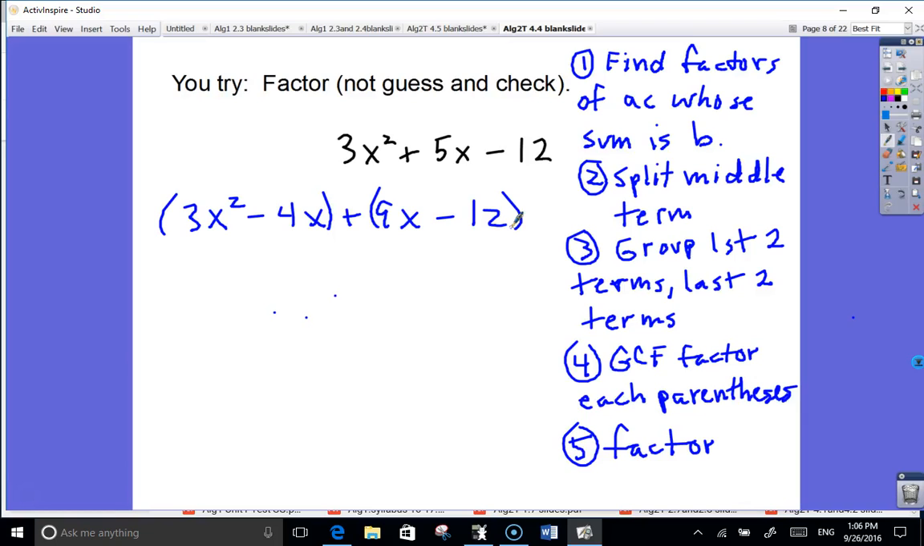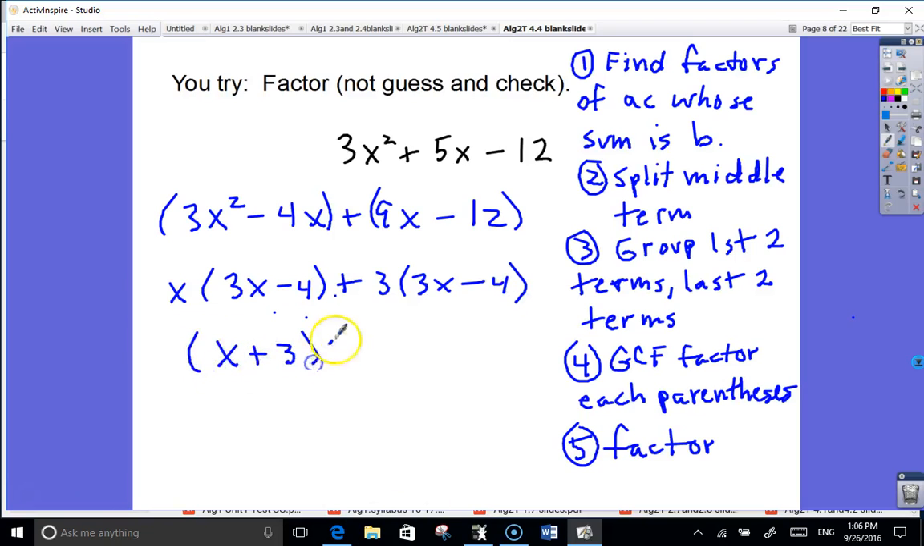I don't even have to write a new line. So, I mean, you don't have to do it, but that would save you having to flip the sign of the last term. And then x times 3x minus 4 plus 3 times 3x minus 4, and that is x plus 3 times 3x minus 4. Okay? So, if you don't like guessing and checking, this is a very systematic way to find your factors.